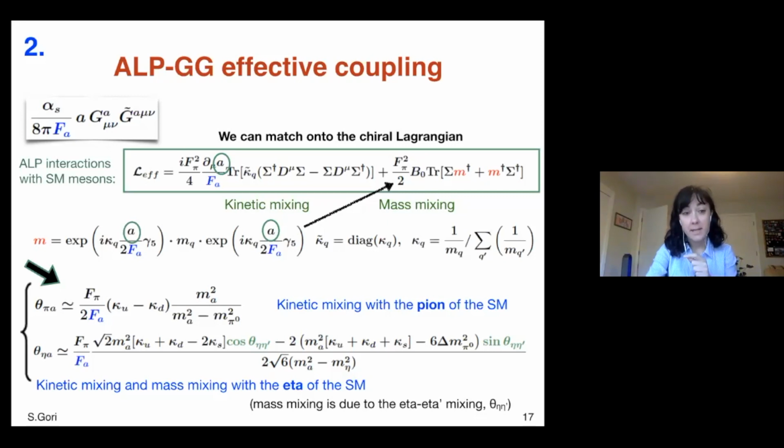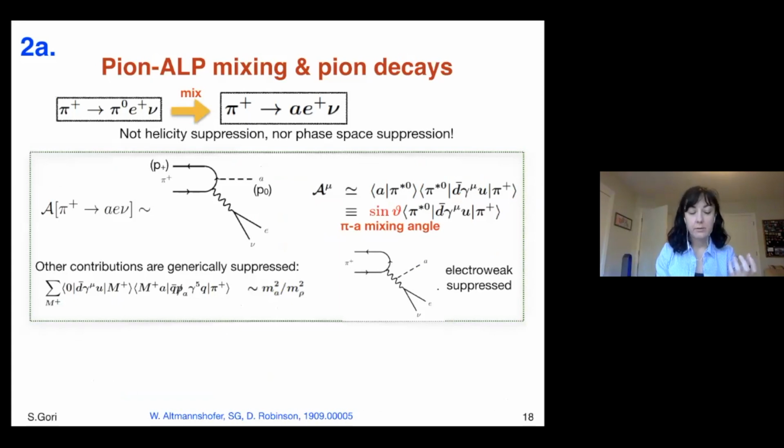If we have this mixing as produced from this ALP-GG tilde operator, then, as we already argued, we'll produce the pion decay to an ALP, a positron and a neutrino. To compute this decay mode, what we have done first is to compute the matrix element that will scale, obviously, with the sign of this mixing angle times the matrix element of an off-shell pi 0 and the pi plus. Other additional contributions will be quite suppressed.